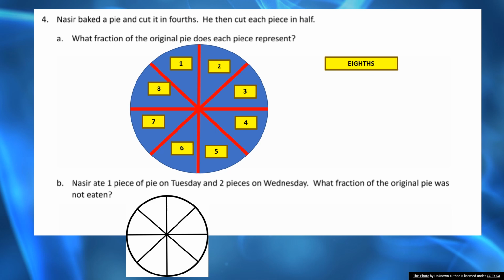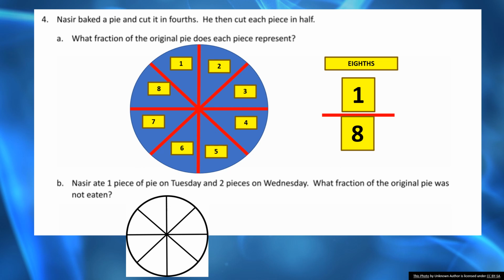Now the question asked us, what fraction of the original pie does each piece represent? Well, each piece represents eighths, of course, but each piece represents 1/8. Each piece is 1/8. All right, now let's go ahead and go on to B.